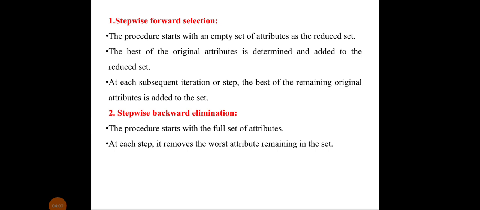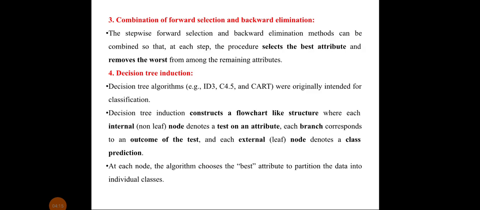Next is stepwise backward elimination. The procedure starts with the full set of attributes. At each step, it removes the worst attribute remaining in the set. Third is a combination of forward selection and backward elimination. The stepwise forward selection and backward elimination methods can be combined so that at each step the procedure selects the best attribute and removes the worst from among the remaining attributes.